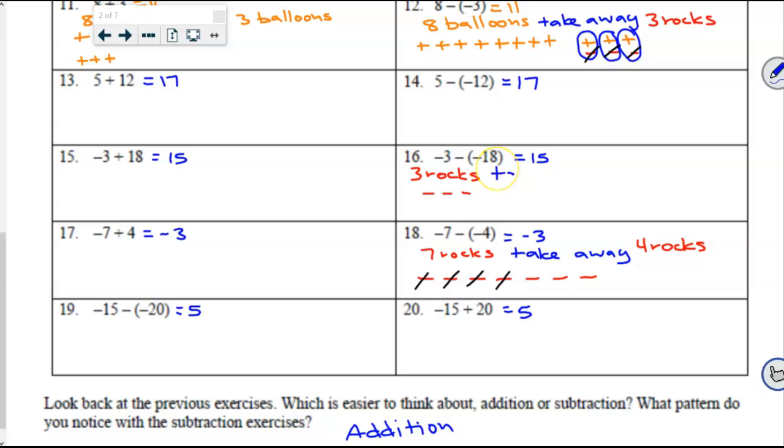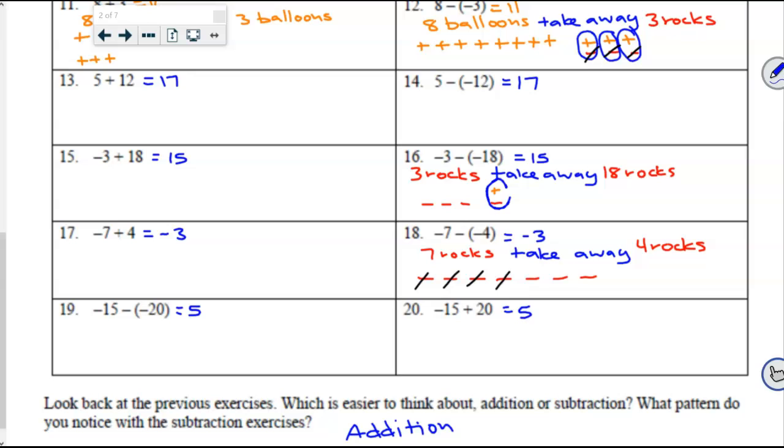This is 3 rocks, take away 18 rocks. Now we're running into trouble, right, Luis? Do I have enough rocks to take away? No. So, since I don't have enough rocks, oh no, look at 0 pairs. I'm going to have to draw in a whole bunch of 0 pairs.